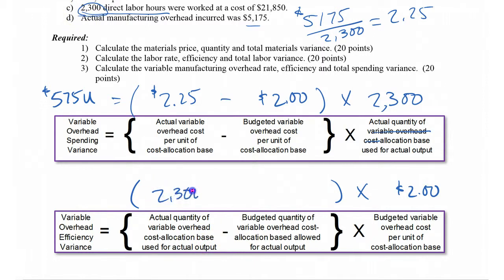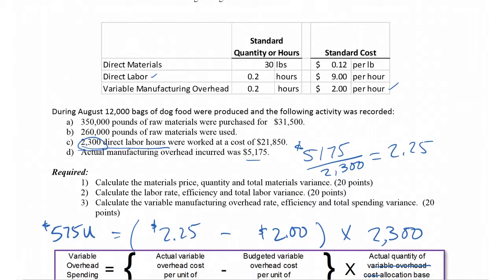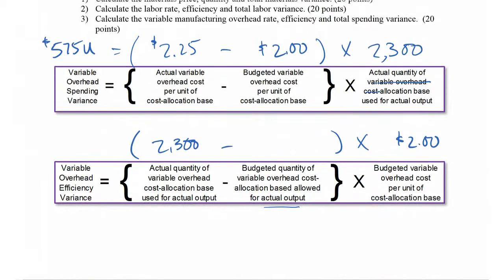is 2,300 hours. Well, how many hours should we have used to make 12,000 bags? We'll have to do some math for that, right? So 12,000 bags, each bag should have used 0.2 hours. You multiply that out and you get 2,400 hours. So the budgeted amount should have been 2,400.